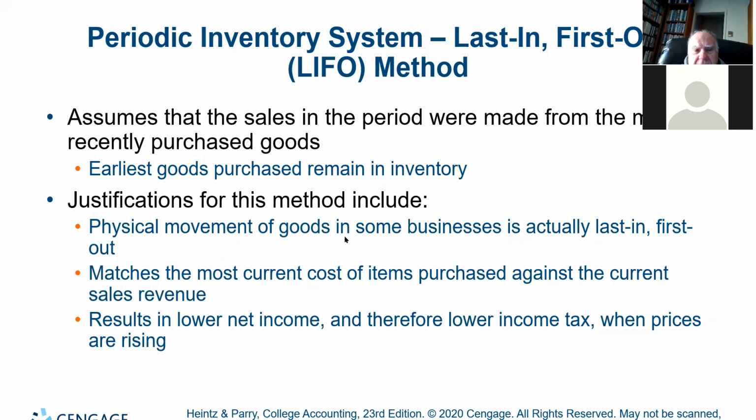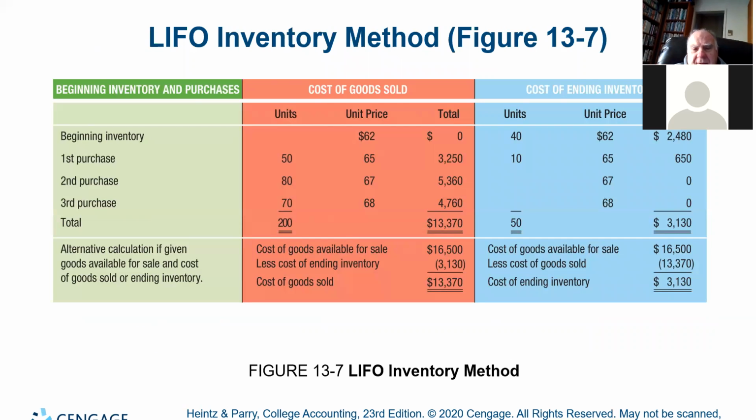LIFO, last in, first out. So here we go. Which ones did we sell under LIFO? Do you want to try to tell me that, Carrie? How many did we sell? 150. We're back to 150. So the ones that came from the 70 and then the 80. So there you go, you're accounting for it at the higher cost, right?